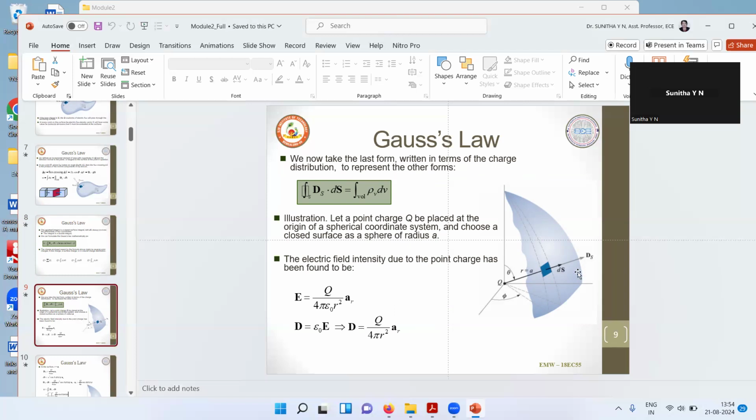So you have to imagine here a sphere of radius small a, that is radius r is equal to small a, and we are taking here a differential surface ds. In the vector form, the differential surface vector will be in this direction, going away from the surface. We have to take a normal to this surface. This is the ds vector we have, the differential surface here in this direction.